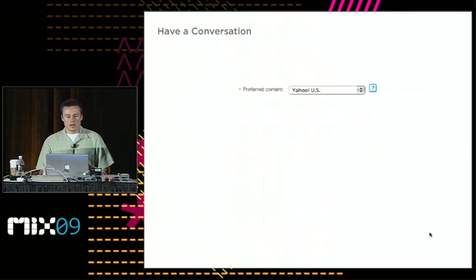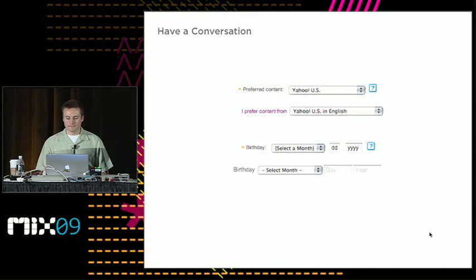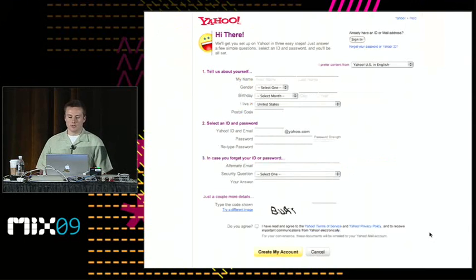The next one is keeping things conversational. So people are human beings, right? On the old Yahoo registration form, we had a thing that said, preferred content Yahoo US. What the heck does that mean? Well, I prefer content from Yahoo in English. Okay, now I can actually answer that question. Birth date, DD YYYY. Hey man, what DD were you born? Day, year, right? And when you apply that to an entire form, all of a sudden you get more conversational. Tell us about yourself, in case you forget your ID and password, just some more crap you have to deal with. Sorry about that. So on and so forth.